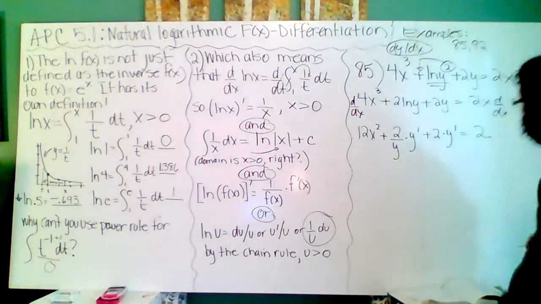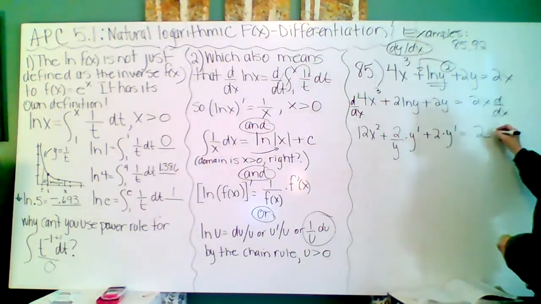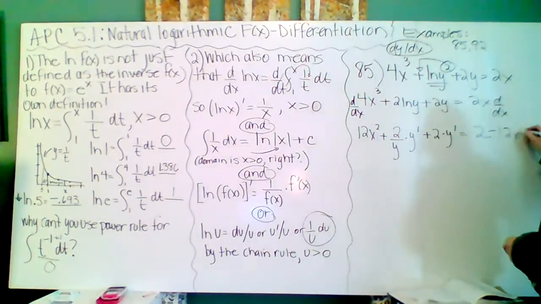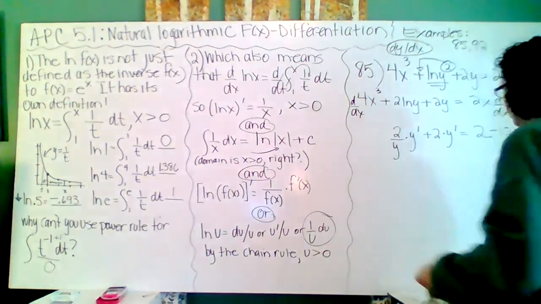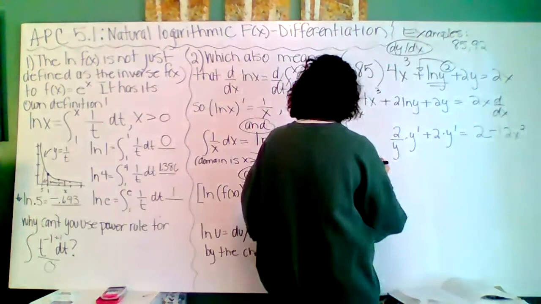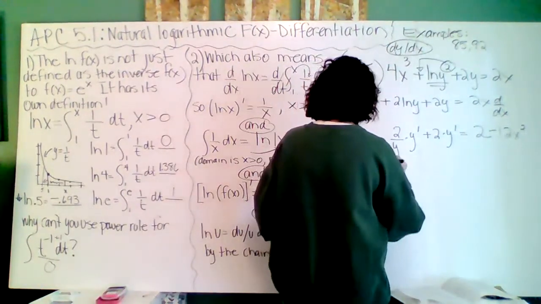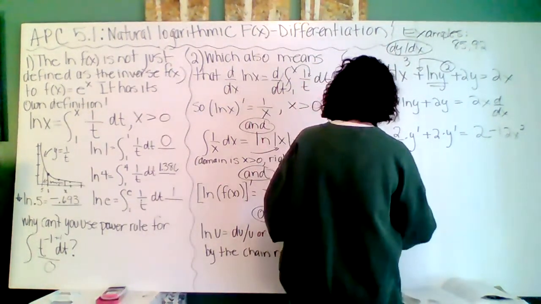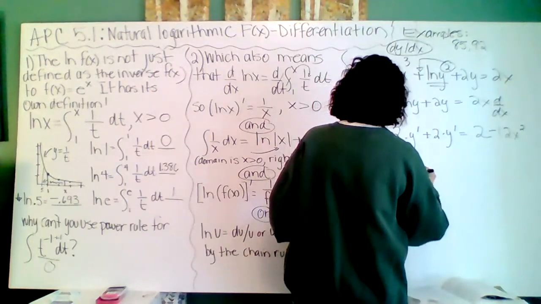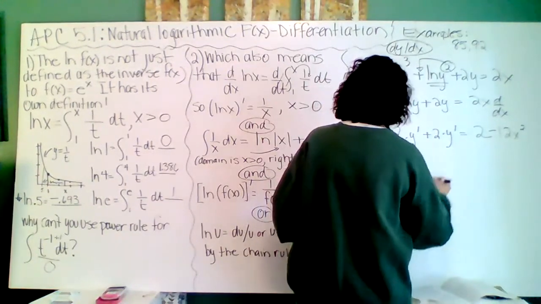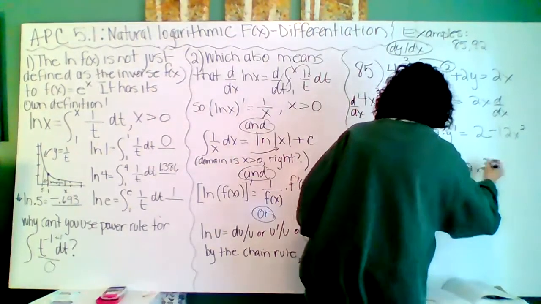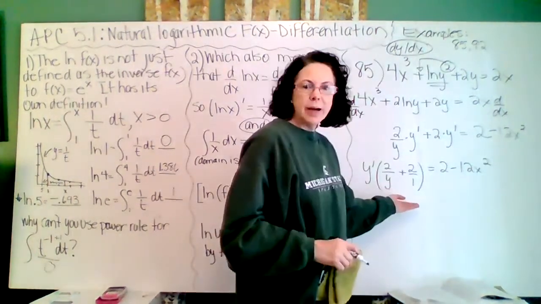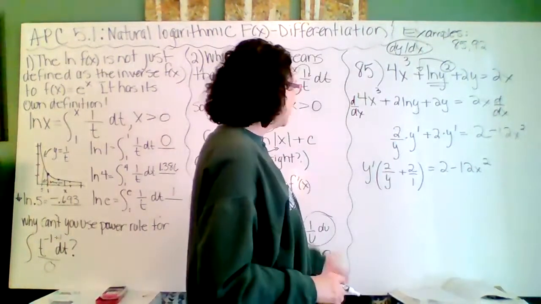Okay, let's get the y primes alone. I'm going to subtract 12x squared from both sides. There we go. I'm going to factor out a y prime, and that leaves 2 over y plus 2. I'm going to write that as y prime times (2 over y plus 2) equals 2 minus 12x squared. All right, so I need to divide by this expression to get the y prime alone.